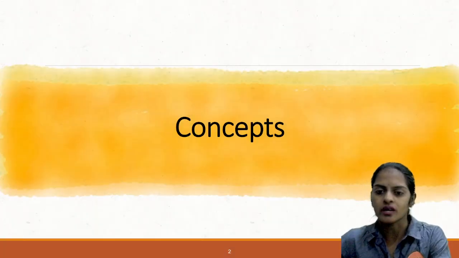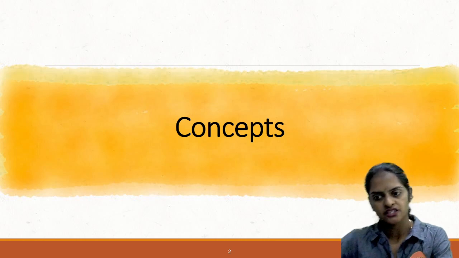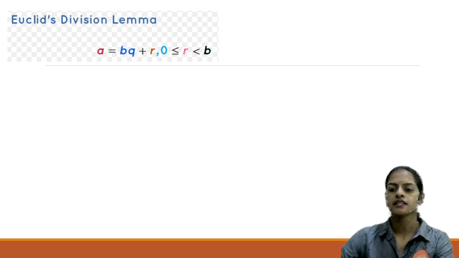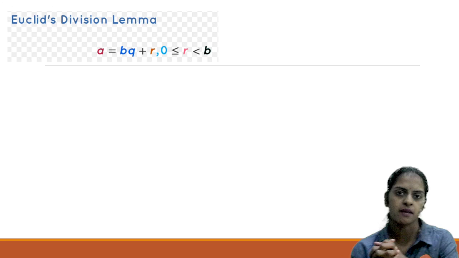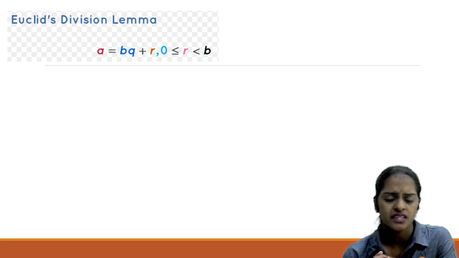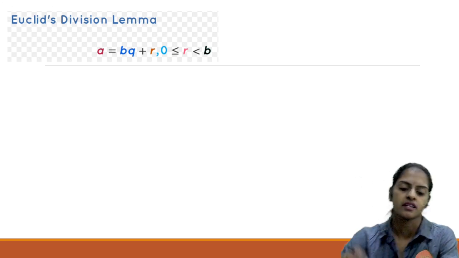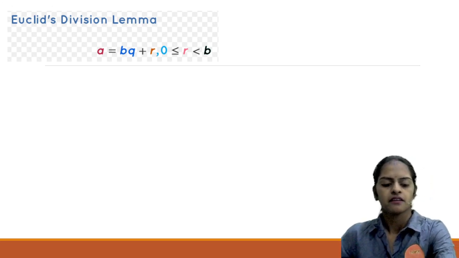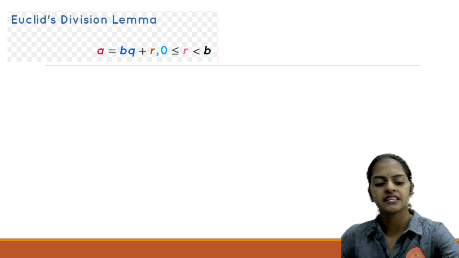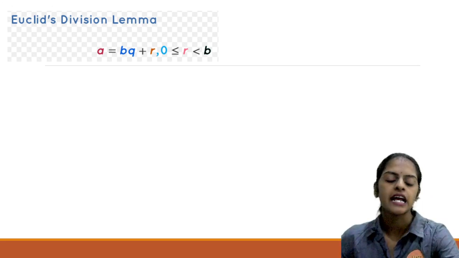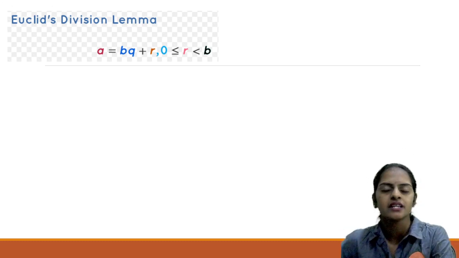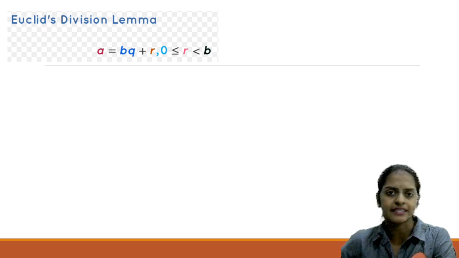First, let us discuss the concepts related to this particular chapter. The very first concept which we have in this chapter is Euclid's division lemma. Is it so difficult? No, not at all. What is Euclid's division lemma? See, we have been doing division since our childhood, isn't it? And it is something we have been learning and we know it very well. So Euclid's division lemma is something related to that.